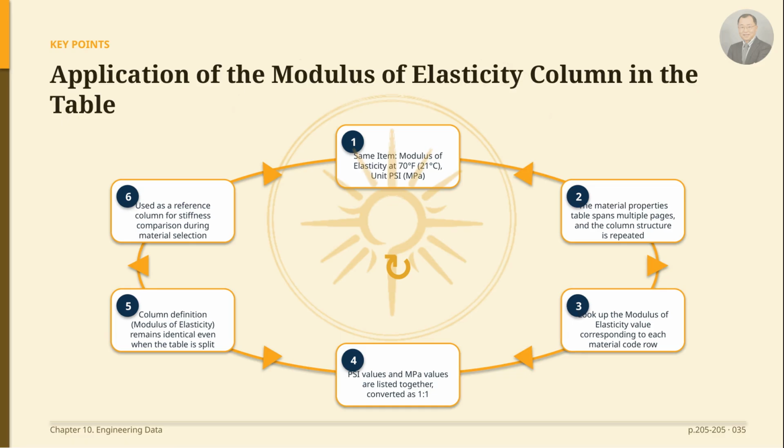The modulus of elasticity section continues. Since the material properties table for pressure-containing parts is extensive, it is divided across several pages, and the modulus of elasticity column based on 70 degrees Fahrenheit is repeated in the same format each time. Similarly, the units are written in psi with MPa in parentheses. Using it is simple. Find the material code row on the left side of the table, then read the modulus of elasticity value in the same row. Even if the table is split into several pieces, the definition of the column remains the same, so it can be used as a consistent standard when comparing the stiffness of different materials.